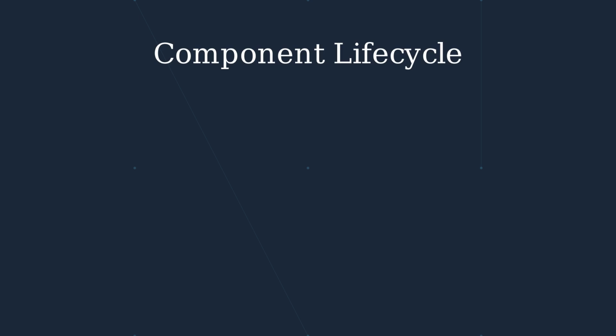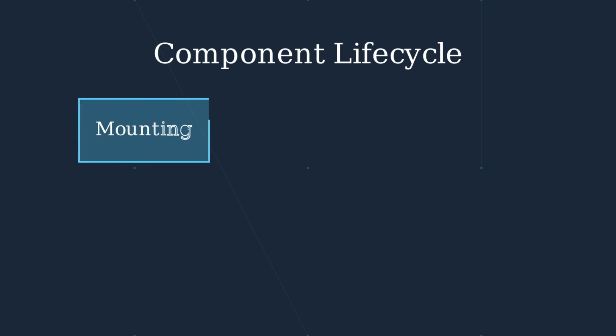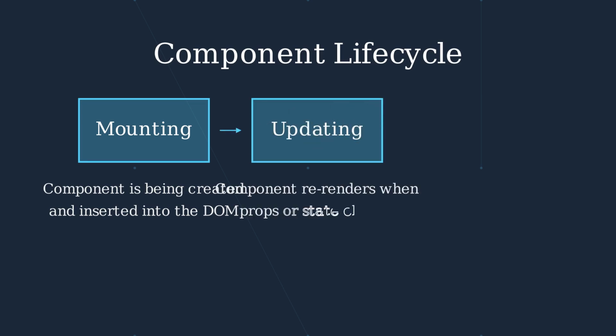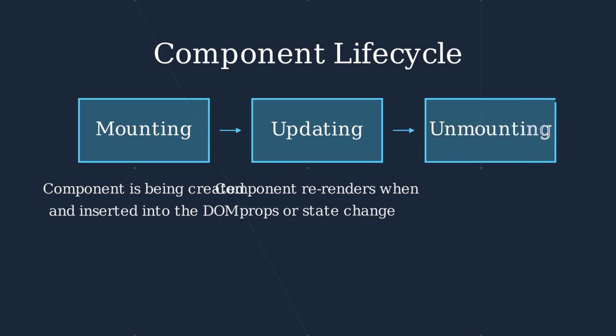Components in React have a life cycle that includes three main phases. First is mounting, when a component is being created and inserted into the DOM. Next is updating, when a component re-renders due to changes in props or state. Finally, unmounting occurs when a component is removed from the DOM.